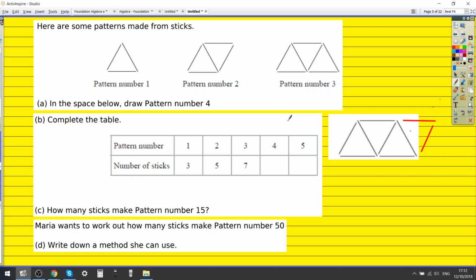Pattern select 1 every time. It'll be 9 for number 4. 11 for number 5. Yeah, so 2 extra sticks each time, and so they're going up in 2s. C. How many sticks make a pattern? 15. So do 2 times 15 plus 1.